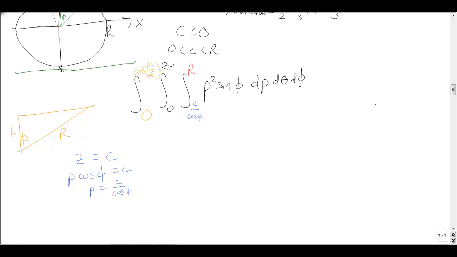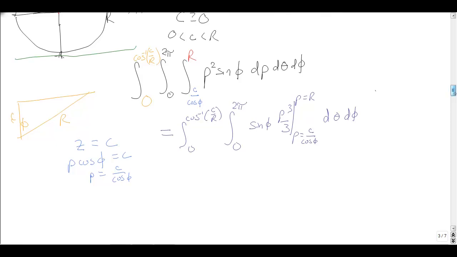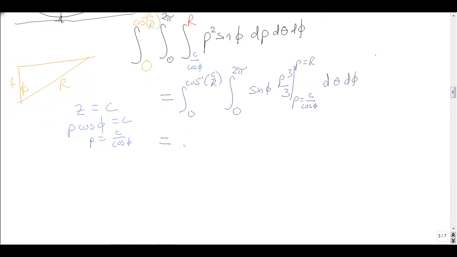Now I just need to calculate this. The first thing I'm going to do is integrate with respect to rho. So I get 0 to cosine inverse c over r, integral from 0 to 2 pi. When I integrate rho, I'm going to keep the sine phi. I'm going to get rho cubed over 3, going from rho equals c over cosine phi up to rho equals r, and I have d theta d phi. Kind of worried about how complicated this looks, but it should work out nicely.